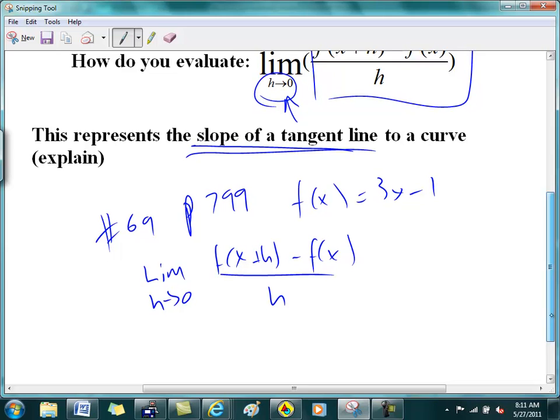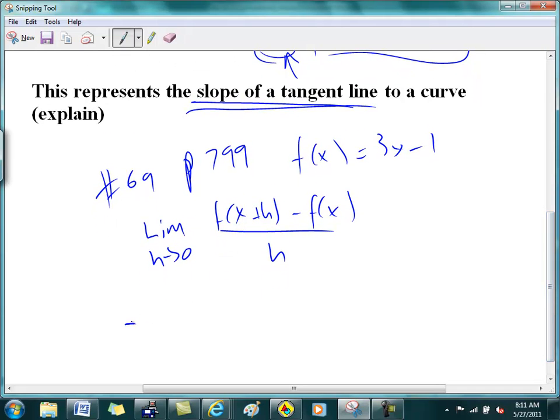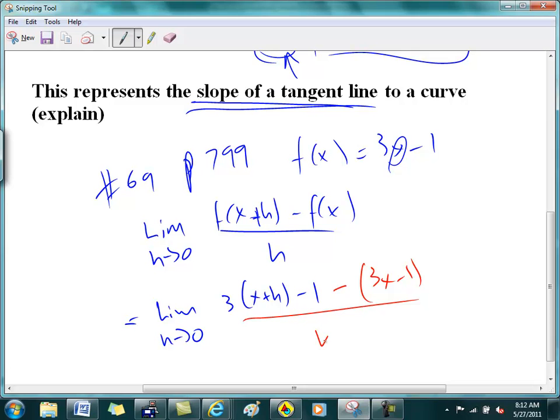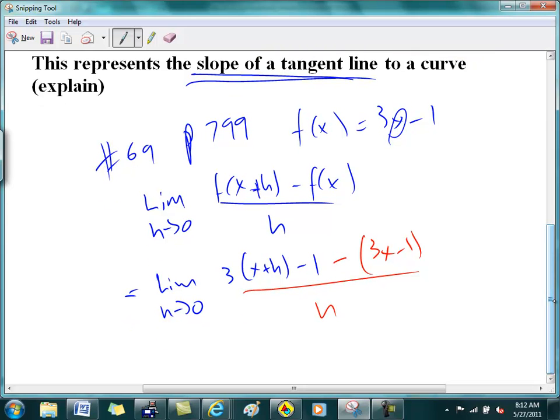Remember that f(x+h) means plug it in. So you're going to go limit h goes to 0. You're going to take x plus h and shove it in here. So that becomes 3(x+h) minus 1. Does everybody see that? And then I need to do the minus f(x), so it's going to be minus (3x minus 1). And all of this is over h.